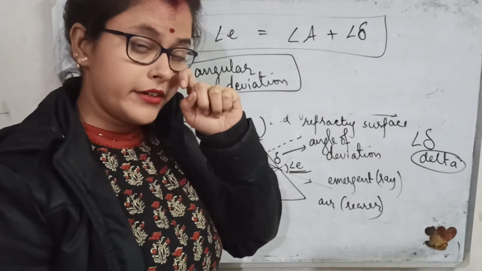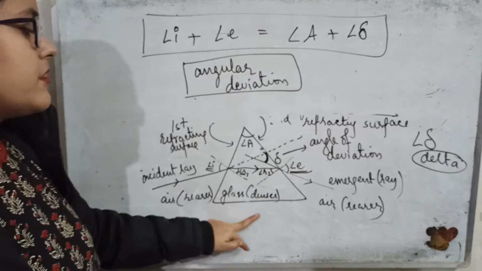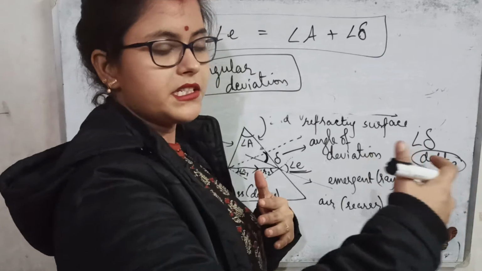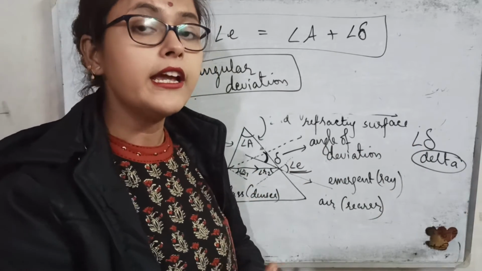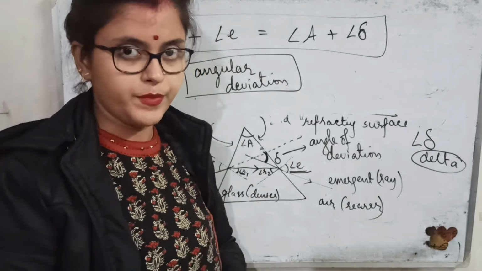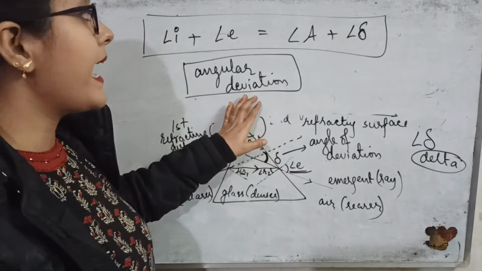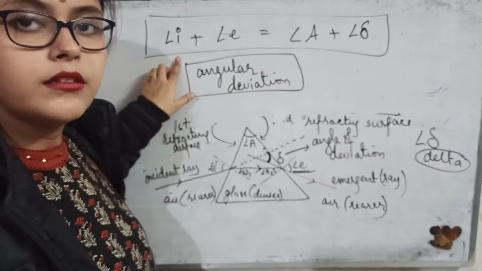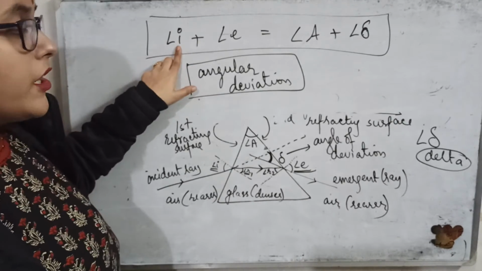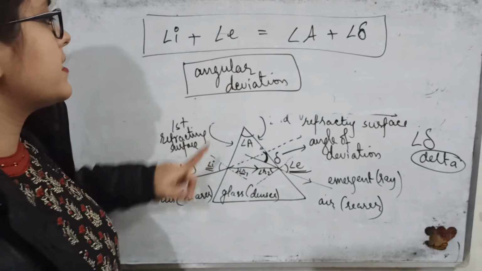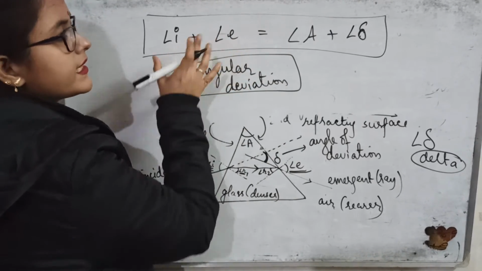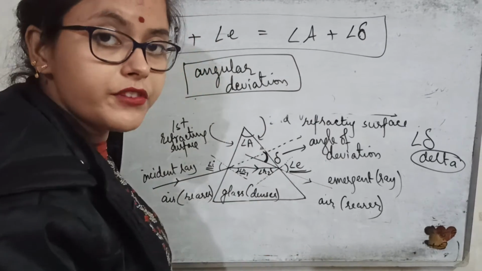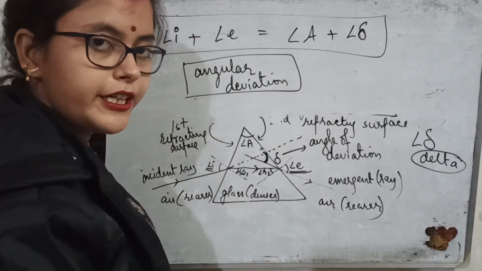the deviation, right? So in case of a prism, we see that the light ray does not get parallelly displaced, does not show lateral displacement, it shows angular displacement. Understood? So it has shown angular deviation, and this is the relationship between the angle of incidence and angle of emergence, that is the sum of the angle of incidence and the angle of emergence is equal to the sum of the angle of the prism and the angle of deviation.